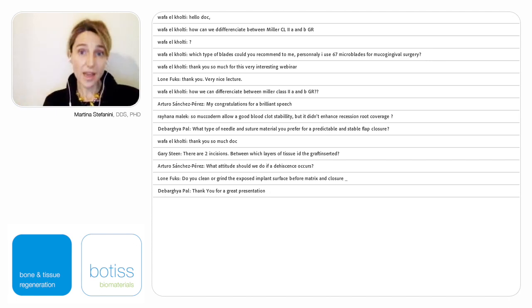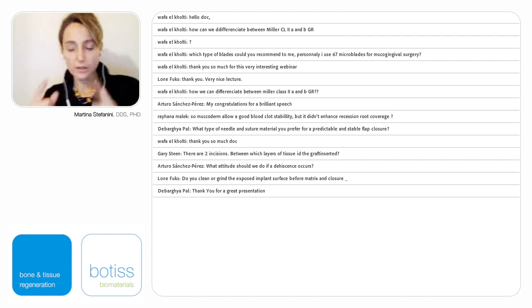And in this case, for me, it's better to use the connective tissue instead of the matrix, because most of the time this 1 millimeter of keratinized tissue is not probable. So you need to have 1 millimeter of keratinized tissue, which is not probable. So in these cases, I prefer to add connective tissue graft.